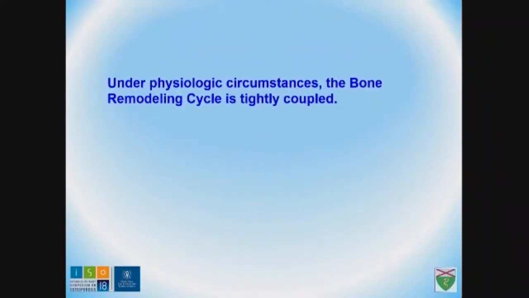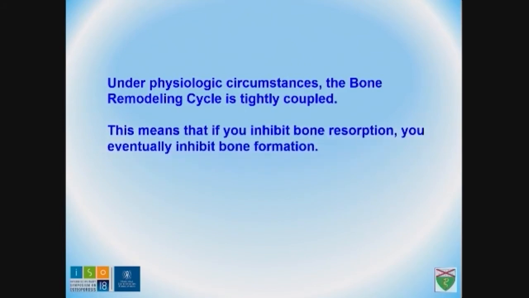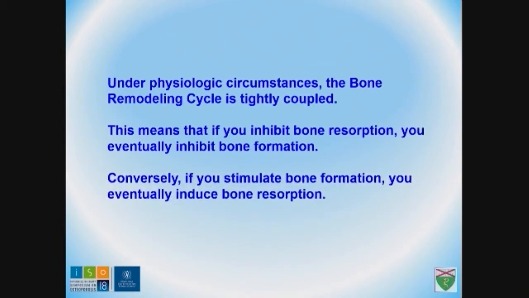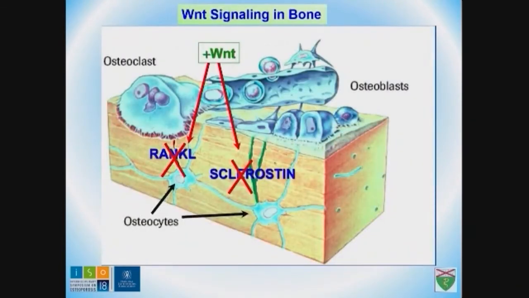So we talked about the bone remodeling cycle, and one of the truisms is that under physiologic circumstances, the bone remodeling cycle is tightly coupled. This means that if you inhibit bone resorption or bone breakdown, you eventually inhibit bone formation. Conversely, if you stimulate bone formation, you eventually induce bone resorption. There are circumstances, though, where that tight coupling is uncoupled. One of them is during growth, when we're obviously making more bone than we're losing. And then the other time is after menopause in women and older age in men, where you're losing more bone than you're forming.